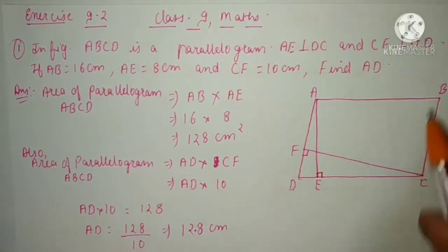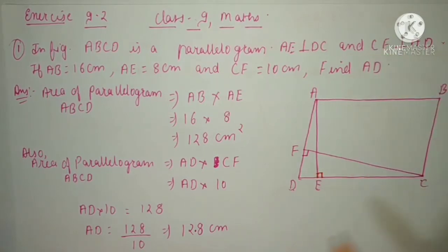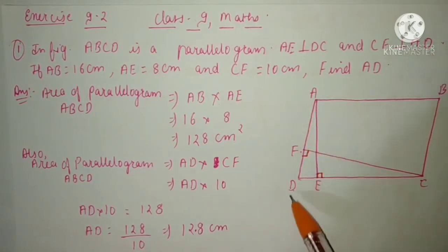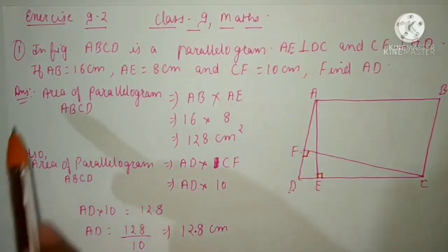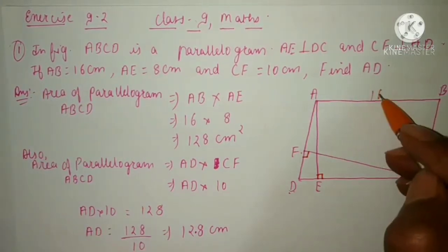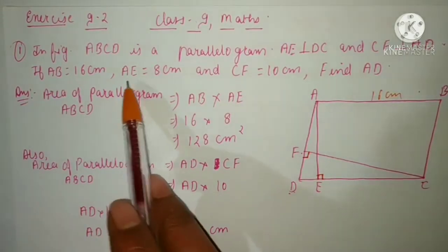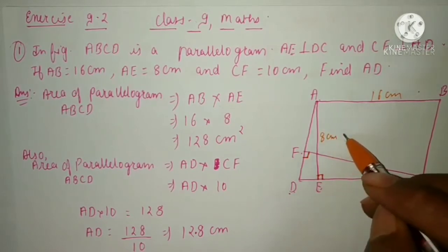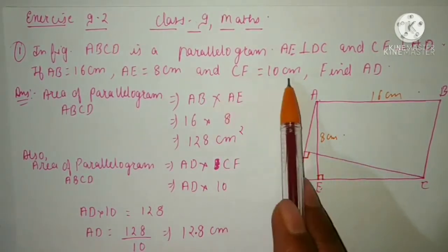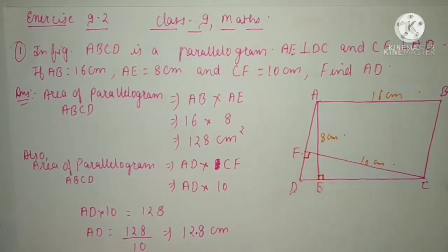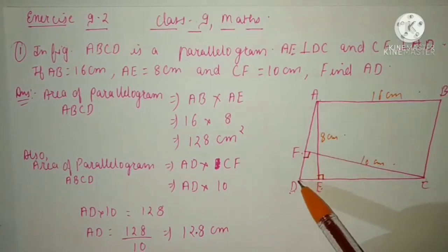Okay, and CF is perpendicular to AD. CF, this is perpendicular to this AD. Okay, now AB is equal to 16 centimeter. That means this AB is equal to 16 centimeter. AE is equal to 8 centimeter. This AE is equal to 8 centimeter. CF is equal to 10 centimeter. This CF is equal to 10 centimeter. We have to find AD. We have to find the length of this AD.